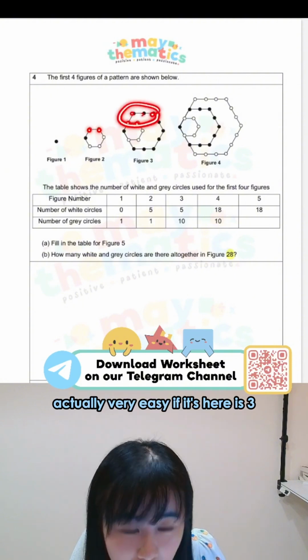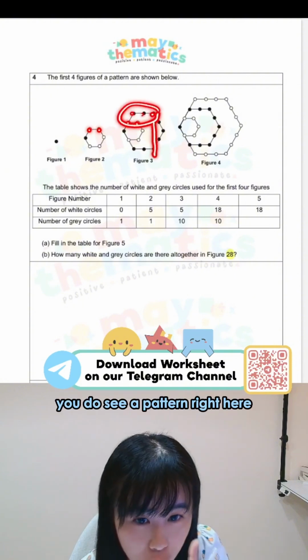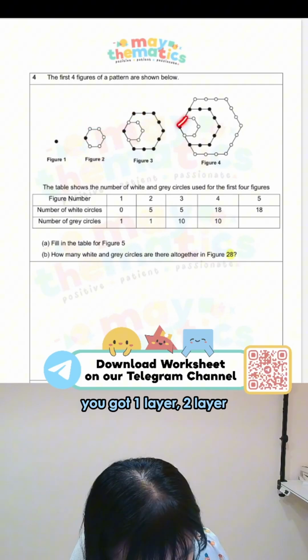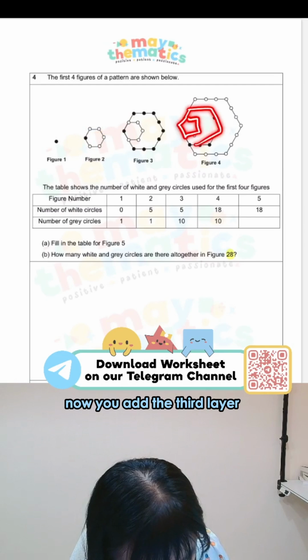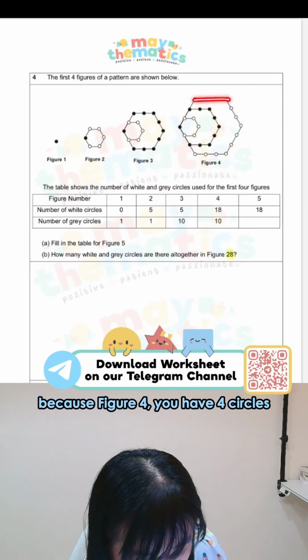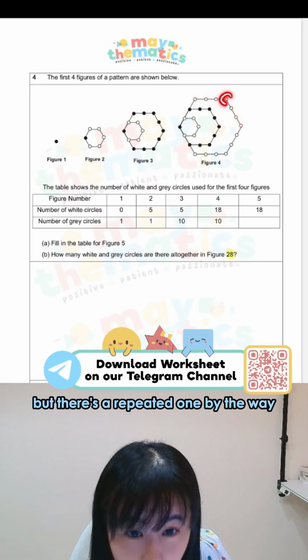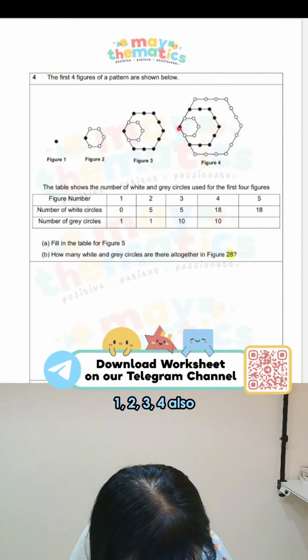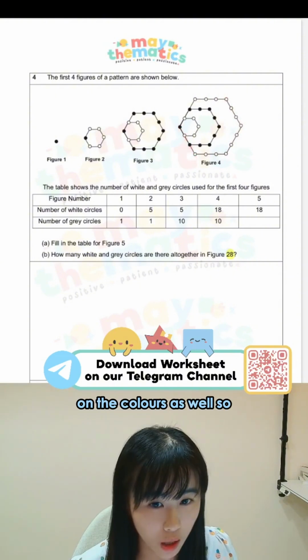And how do you know it's 3? Actually very easy. Here in figure 3 it is 3, you do see a pattern. If here is 2, that is figure 2. Then if you go to figure 4, you got 1 layer, 2 layers, now you add the 3rd layer. After you add the 3rd layer, figure 4 has 4 circles, 4 circles. But there's a repeated one now, by the way. 4, then you have 4, you have 4, and then you end up with 1, 2, 3, 4 also. But you'll be careful on the colors as well.